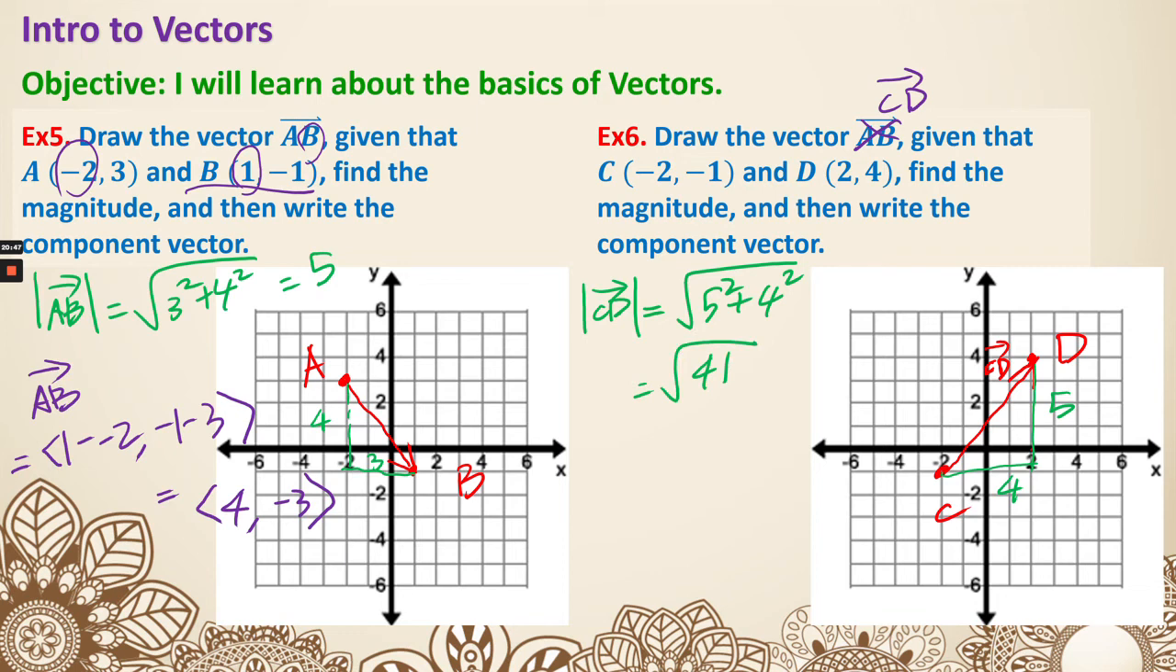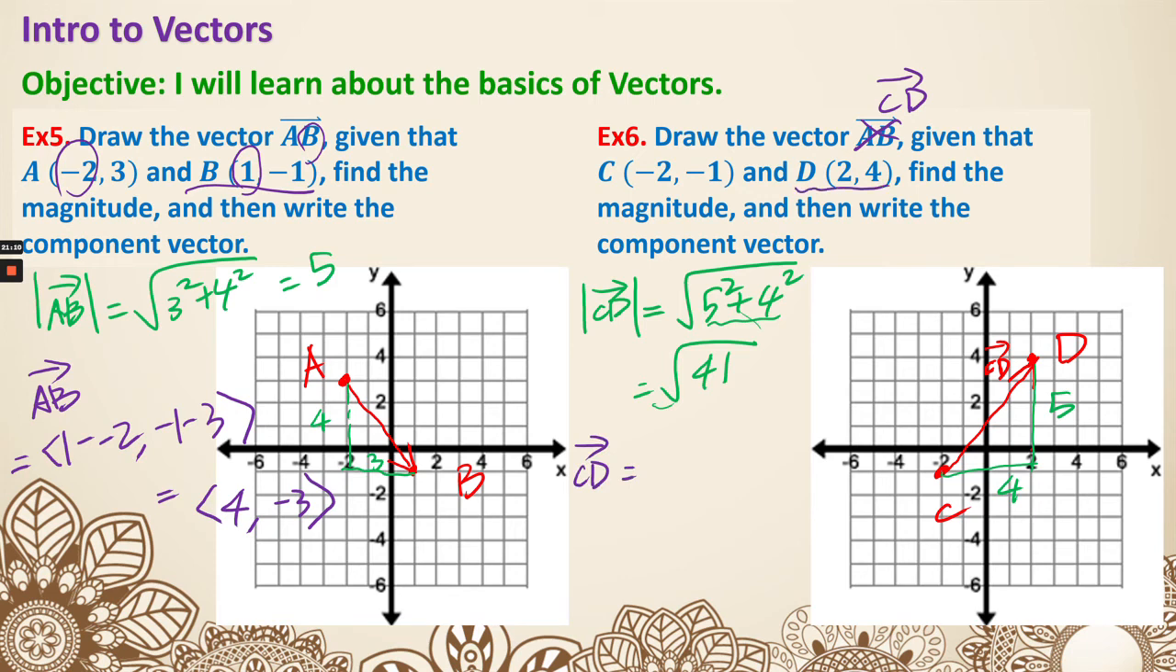Again, we're not typing the whole thing into the calculator. We're not trying to get a decimal. So you need to calculate it inside first, and then put it under the square root, see if you can simplify that radical. But in this case, 41, you can't break it down, so it's just going to be square root of 41. Then we have the component vector, vector CD, and again, you gotta start from the terminal point.